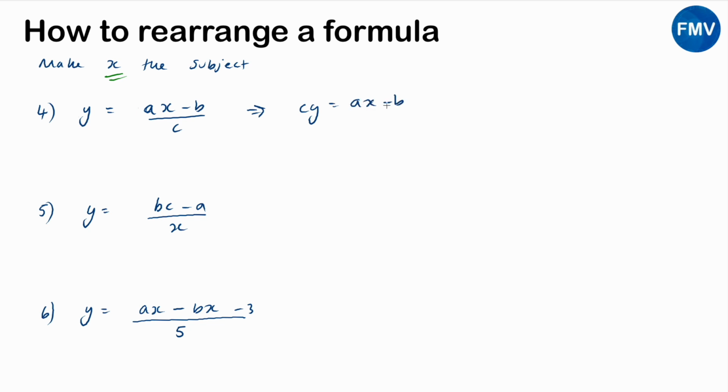My next step is to add b to both sides. So if I add b to this side, it would cancel. So therefore, I have got cy plus b is equal to ax. And finally, I would divide both sides by a to cancel the a. And therefore, I would be left with x is equal to cy plus b all over a. And that is rearranged.